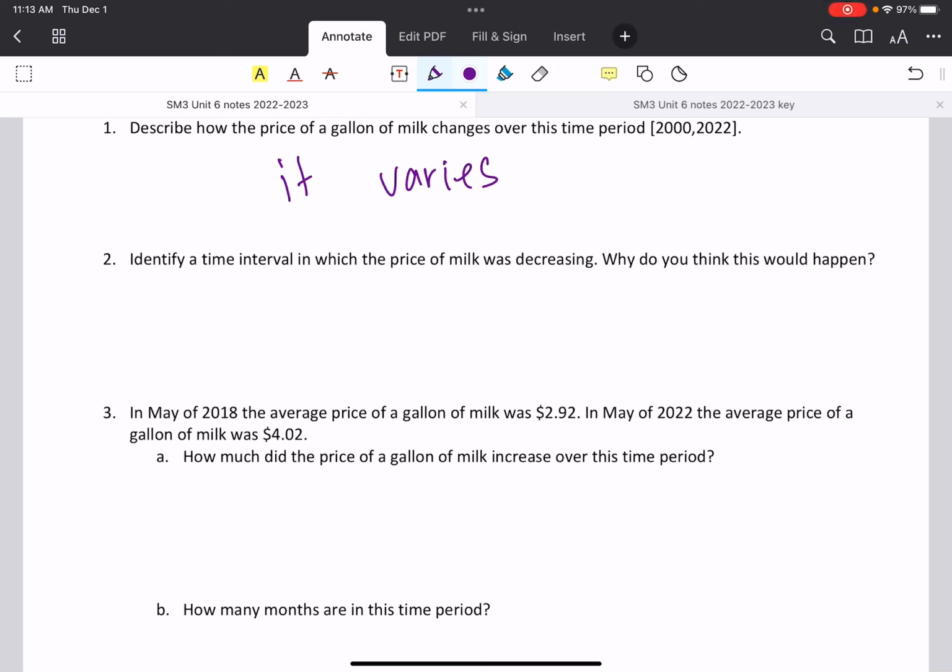Okay, what was the time interval that it was decreasing? Someone tell me. 2008 to 2010. It's sharp. Yes. Why do you think that happened from 2008 to 2010? The housing crisis. It was not COVID. It's 12 years before that. The stock crash. I think the housing market crashed. Yeah, everything crashed at that time.